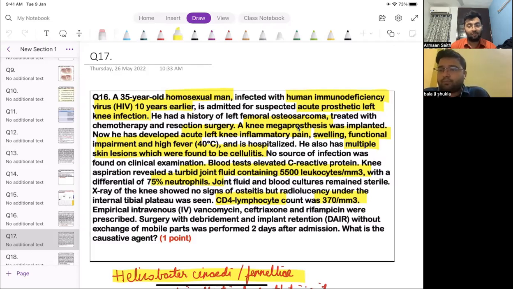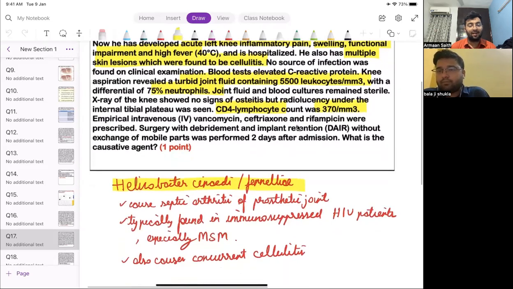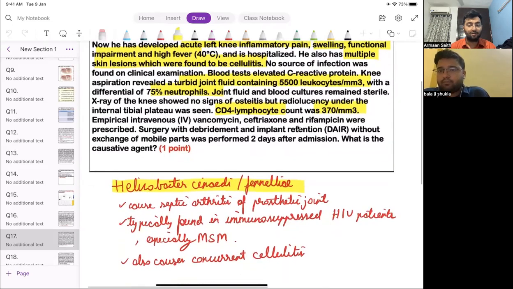The CD4 lymphocyte count was found to be 370 per mm³. It is less than 500, so the count is reduced. This is a typical case of septic arthritis in a prosthetic joint caused by Helicobacter cinaedi or Helicobacter fennelliae. It is typically found in immunosuppressed patients like HIV patients. Especially, it was first diagnosed in men who have sex with men. It also causes concurrent cellulitis. So it is important in this case to know that the causative agent is Helicobacter cinaedi or Helicobacter fennelliae.